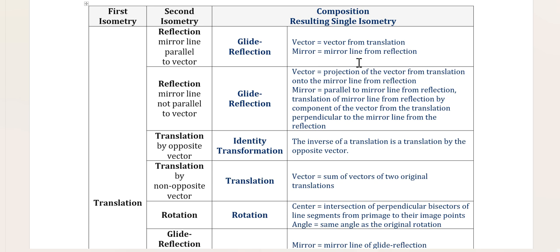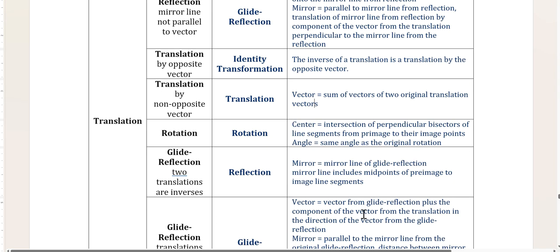If you do a translation followed by a translation by the opposite vector, you get the identity transformation. So the inverse of a translation is a translation by the opposite vector. If you translate something and then translate it again by a non-opposite vector, you're going to get a translation, and the vector is going to be the sum of the two original translation vectors. If you do a translation followed by a rotation, you get a rotation. The center is the intersection of the perpendicular bisectors of line segments from pre-image to image points, and the angle is the same as the original rotation angle.